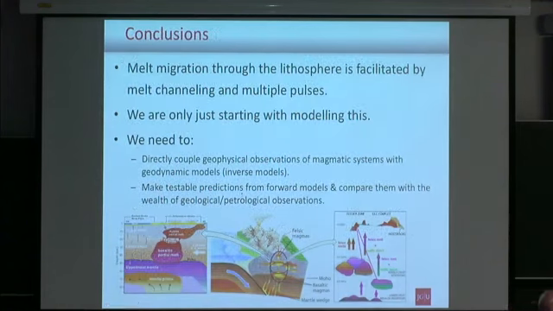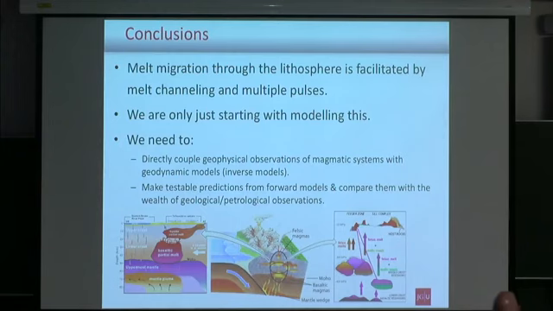So I want to leave it here and end with some conclusions. I hope to have convinced you that magma or melt migration in the lithosphere is facilitated by this channeling and multiple pulses. We are only just starting with actually modeling magma migration in the continental lithosphere. There are only a handful of papers that even looked at this, compared to all the papers on mid-oceanic ridges.